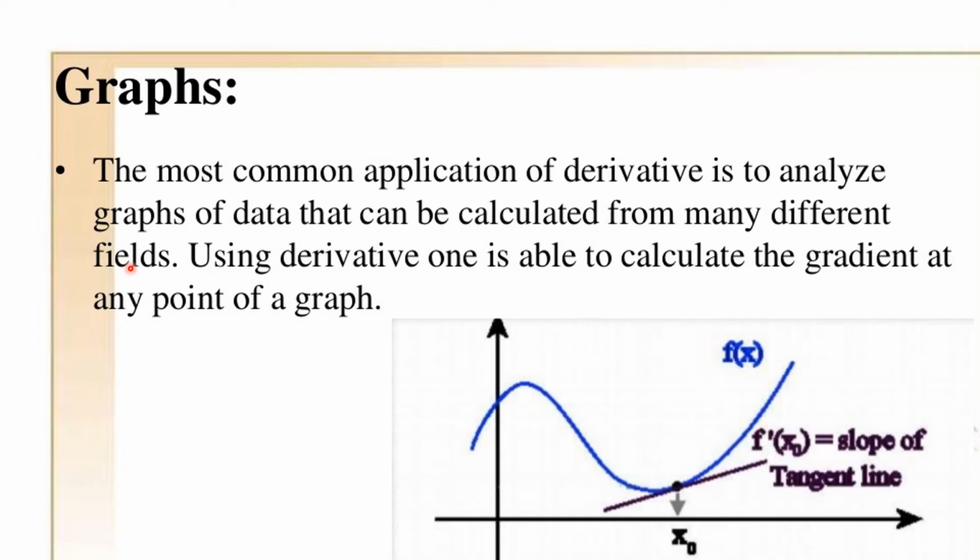Using derivatives, one is able to calculate the gradient at any point of the graph. Gradient means the slope of that line at that point.